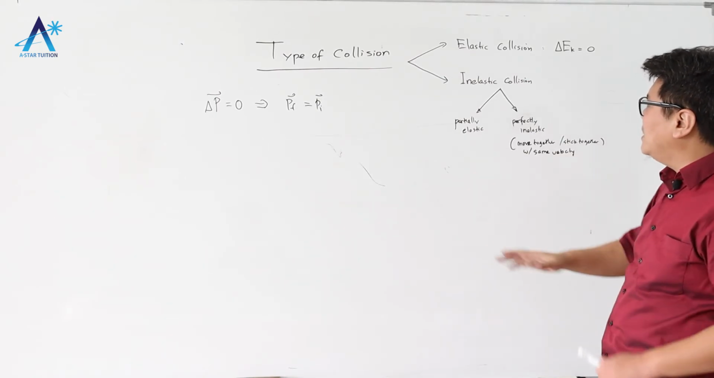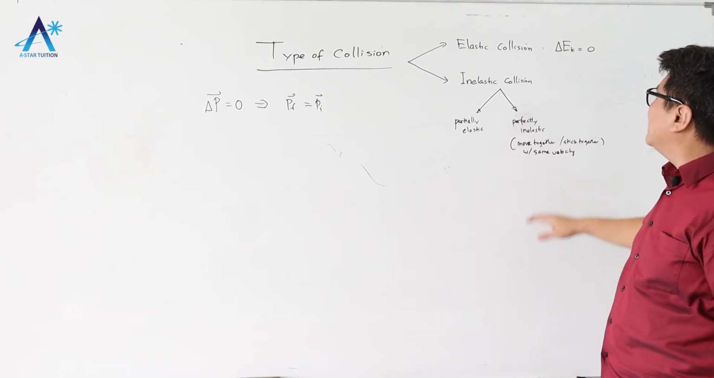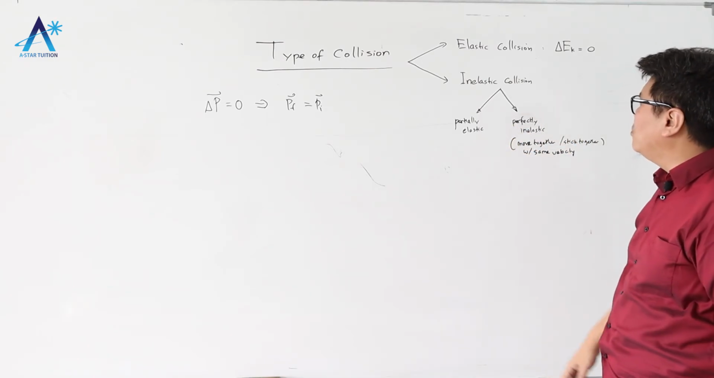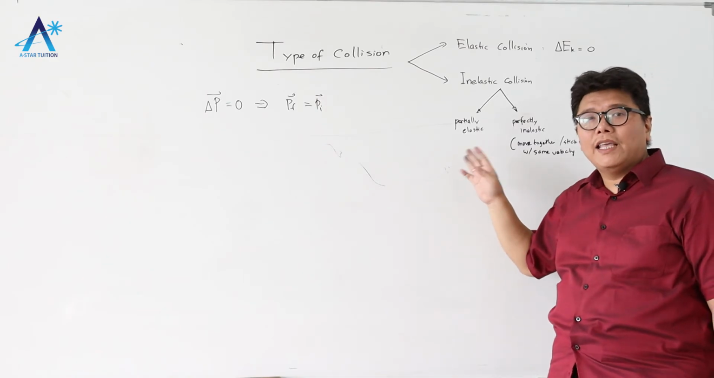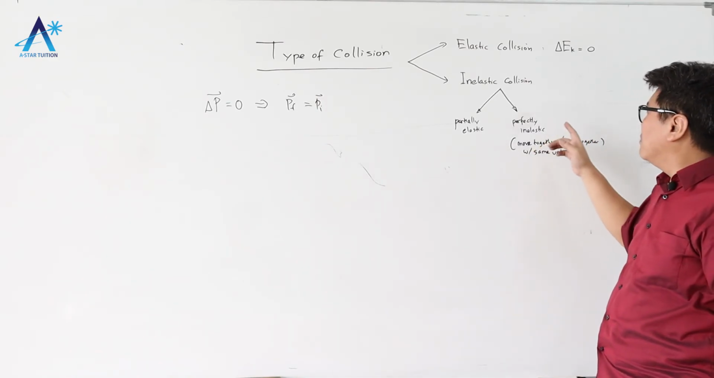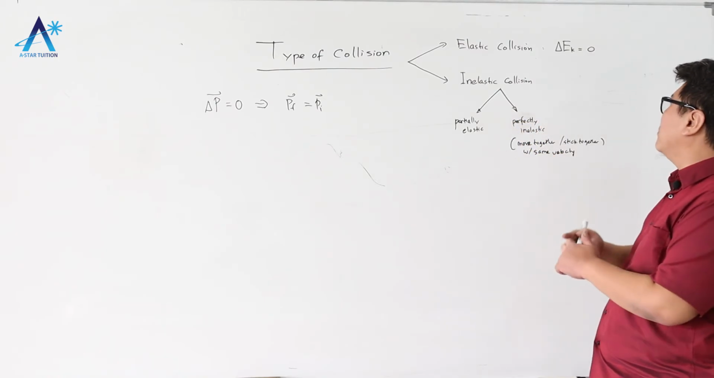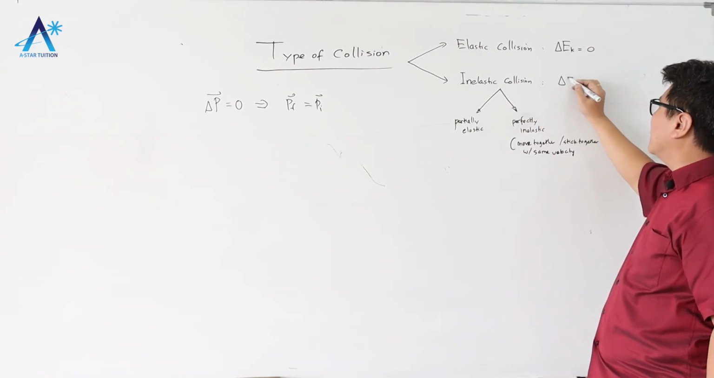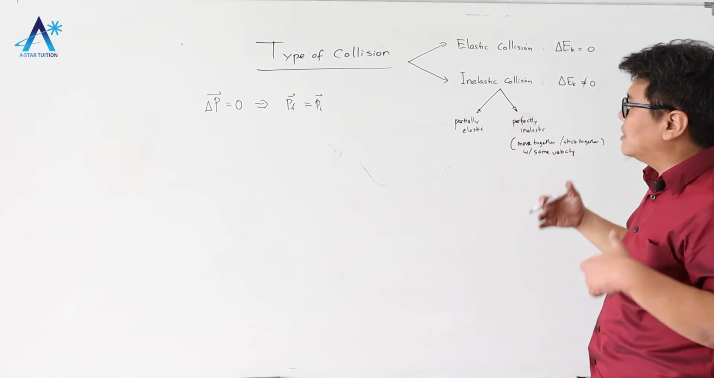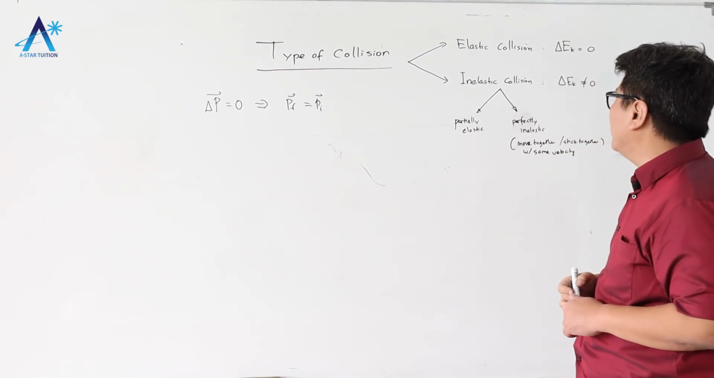For the partially elastic, obviously there is a change in kinetic energy. Usually the change in kinetic energy is negative, so the kinetic energy decreases. For the perfectly inelastic also, in this case the change in the kinetic energy is non-zero, it is less than 0, because the kinetic energy decreases.